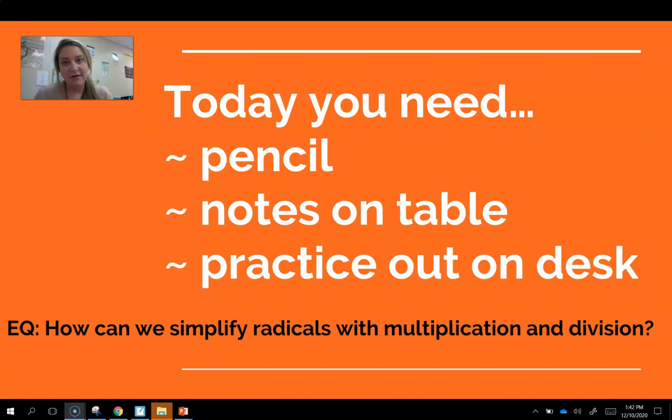Hey guys, today we're going to move on to radicals. We are going to multiply them together. So what we did last time is we reviewed laws of exponents and we reviewed how to simplify radicals. What we're going to do now is move on and multiply and divide with them. Okay?